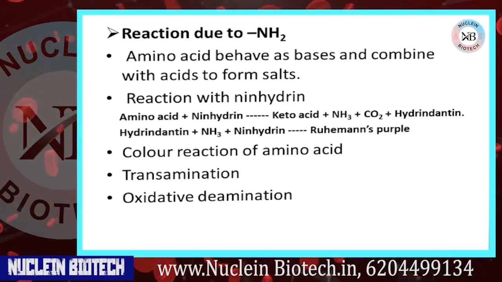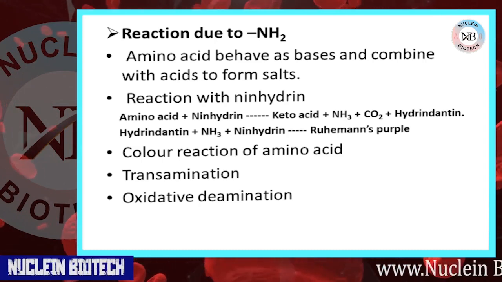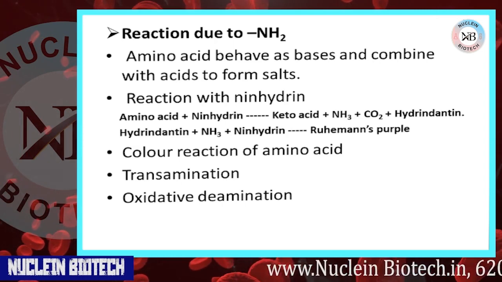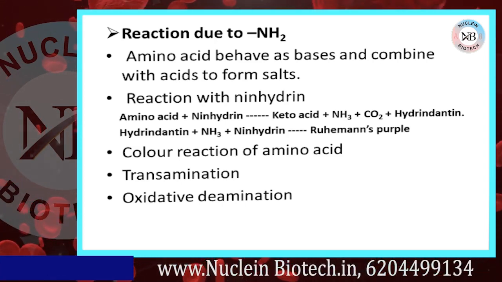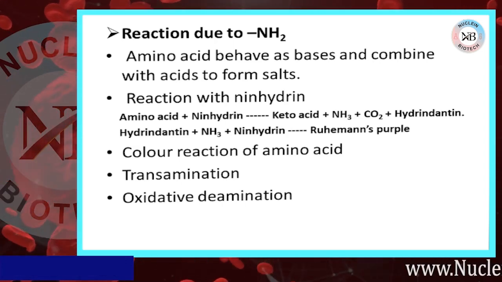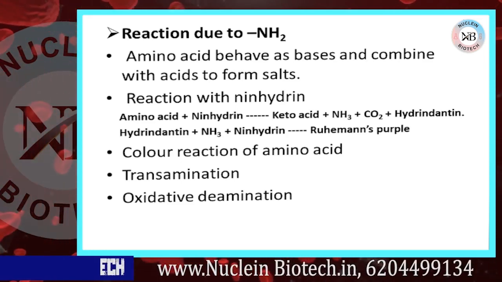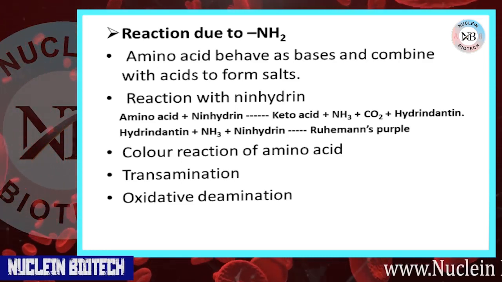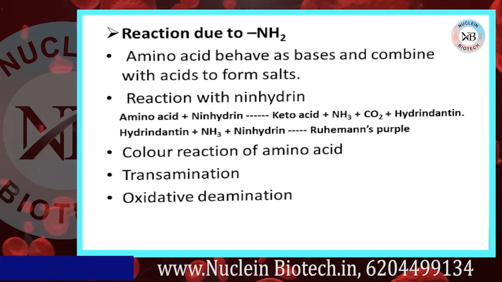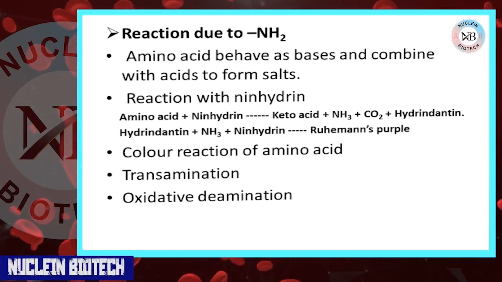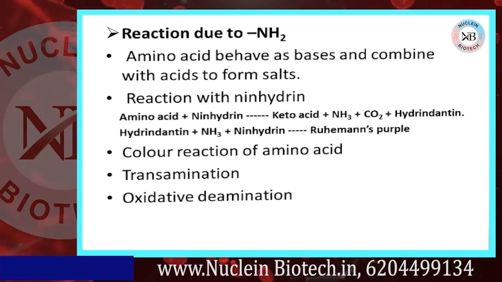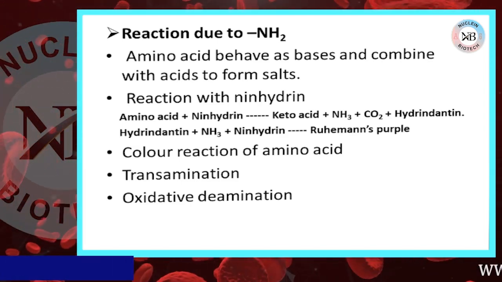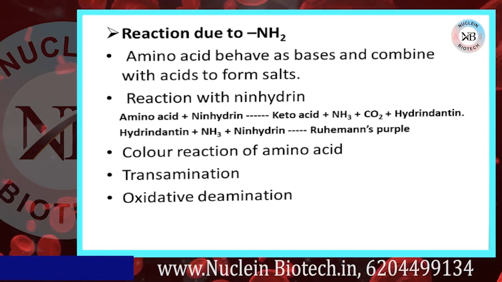Now next is color reaction of amino acids. Amino acids can be determined by specific color reactions. Next is transamination: transfer of the amino group from an amino acid to a keto acid to form a new amino acid. It is very important in amino acid metabolism. Next is oxidative deamination, and it liberates free ammonia.